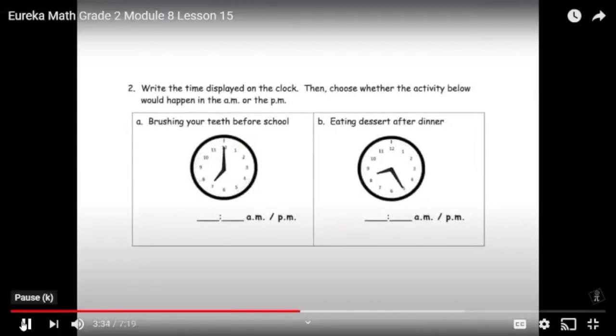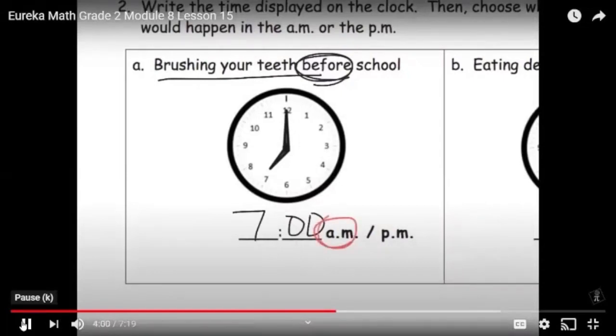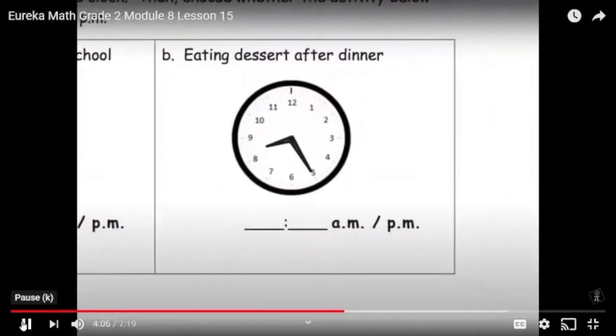So here it says, write the time displayed on the clock and then choose whether the activity would happen in the AM or the PM. So the first thing we're going to do, we're going to look at that clock. And this clock really looks like it is saying it is 7 o'clock, exactly 7 o'clock. But if we are brushing your teeth before school, that makes this an AM activity. So that's 7 AM. And if we want to, we could say, well, what about eating dessert after dinner? So the idea would be, well, we're kind of thinking about after dinner, so that's going to be a PM.